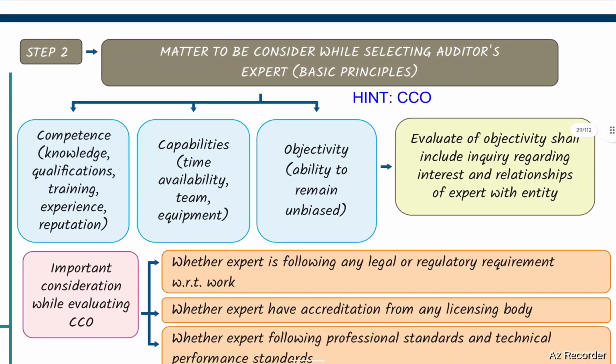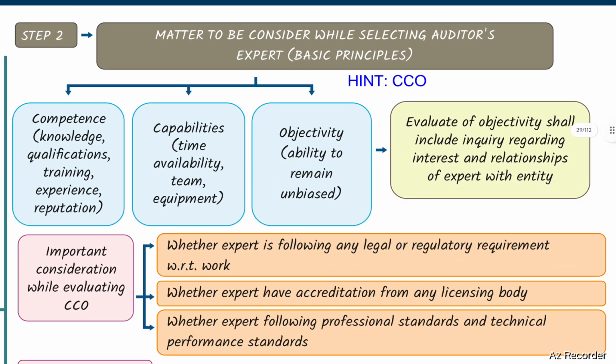Step number 2, matters to be considered while selecting an auditor's expert. Basic principles. The hint is CCO. C, competence. C, capabilities. O, objectivity. Competence: knowledge, qualifications, training, experience, reputation. Capabilities: time, availability, team, equipment, etc. Objectivity: ability to remain unbiased.